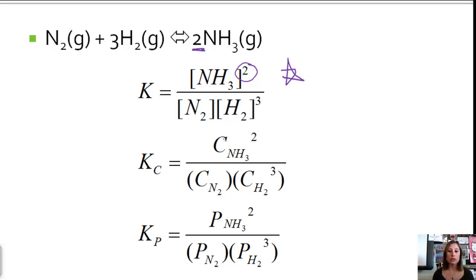We can also write this in terms of the molar concentration, same idea. And then if we want to do this in terms of partial pressure, we can write the same type of equilibrium expression, except now we're using partial pressures instead of concentrations.